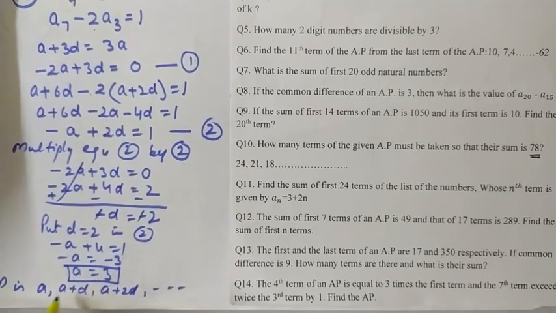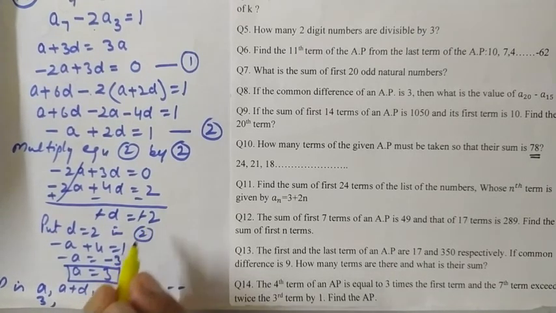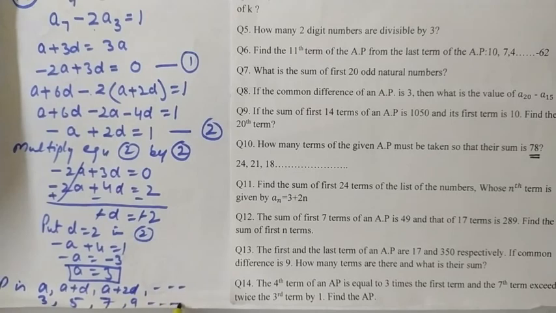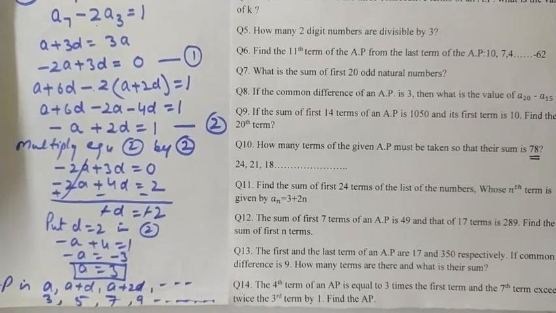Okay, what is A? 3. What is A plus D? 5. What is A plus 2D? That will be 7. Okay, then it is 9, and so on. This is the required AP. So this way we will solve these questions.